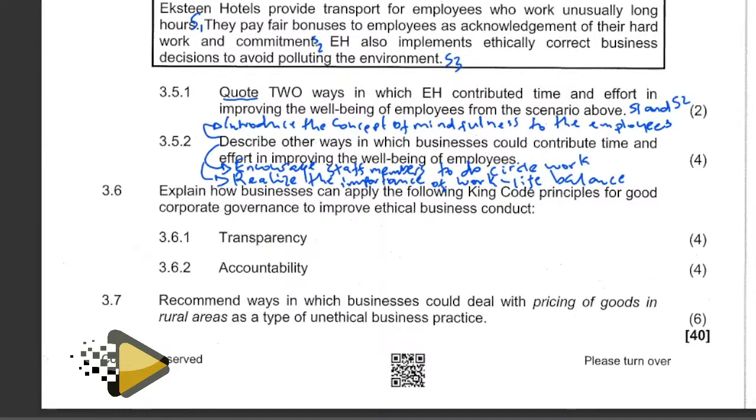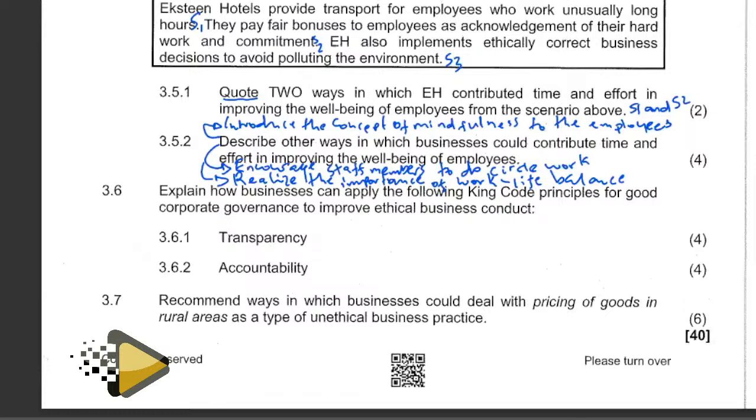The next question that we have is 3.6, and 3.6 reads as follows: explain how businesses can apply the following King's Code principle for good corporate governance so as to improve ethical business conduct. If you still remember, this King's Code principle, normally it is applicable under ethics and professionalism. So now, it points out only transparency and accountability. When we talk of transparency, we mean that the business should always be clear on the goals that they want to achieve.